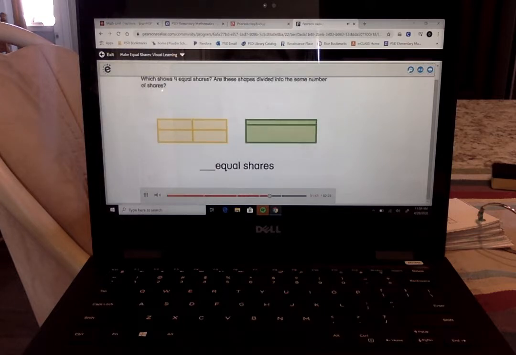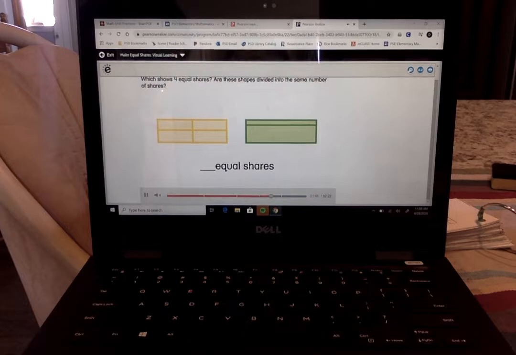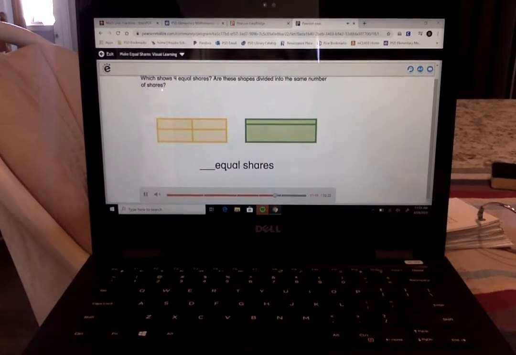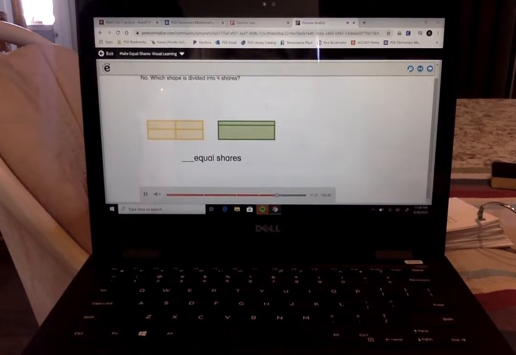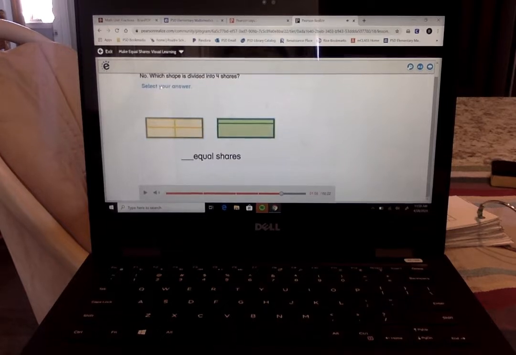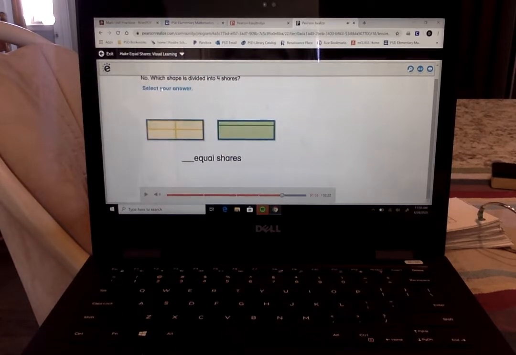Which shows 4 equal shares? Are these shapes, yellow or green, divided into the same number of shares? No. Which shape is divided into 4 shares? Select your answer. So which one is divided into 4? Yellow or green? Point.